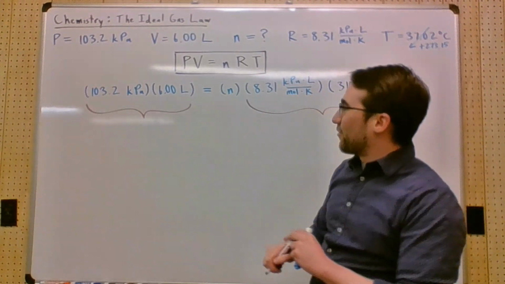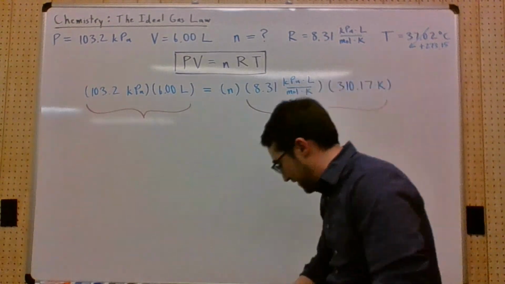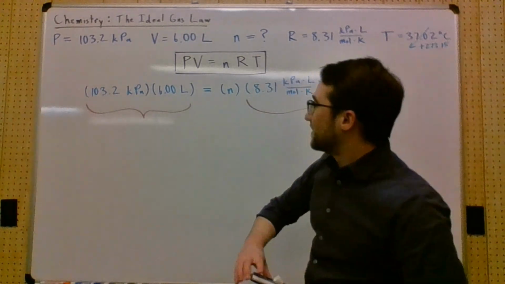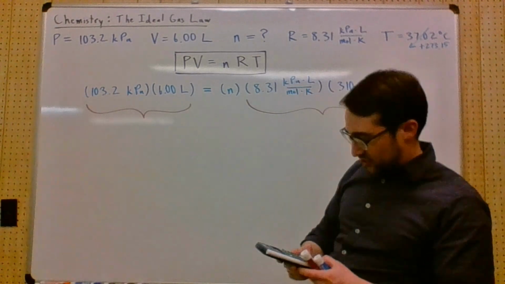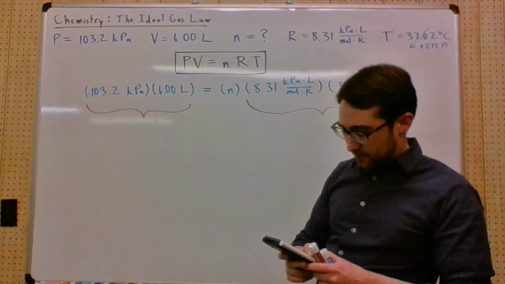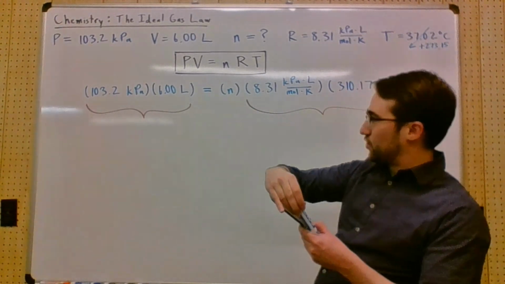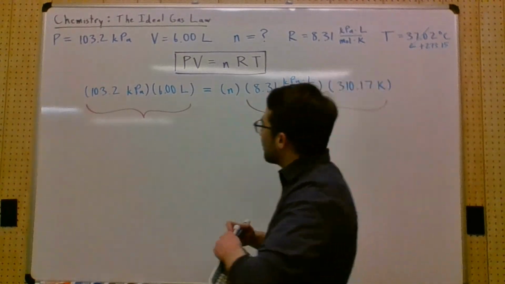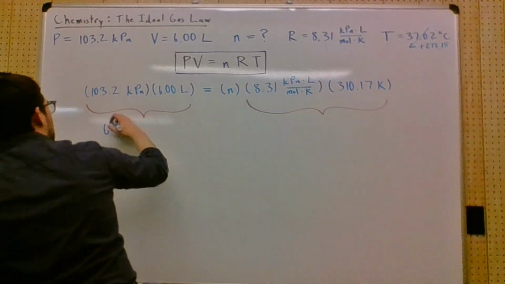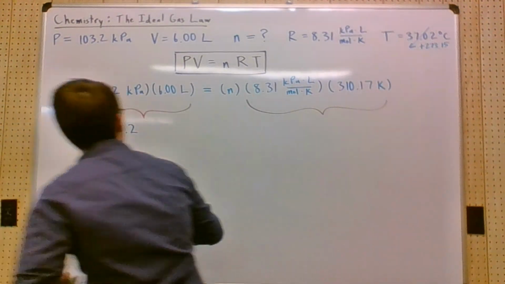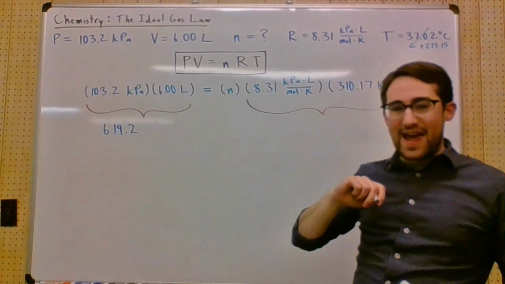Okay, my 103.2 times 6 is going to give me a number around 600-ish. 3.2 times 6. 619.2. And my units are kPa and liters.